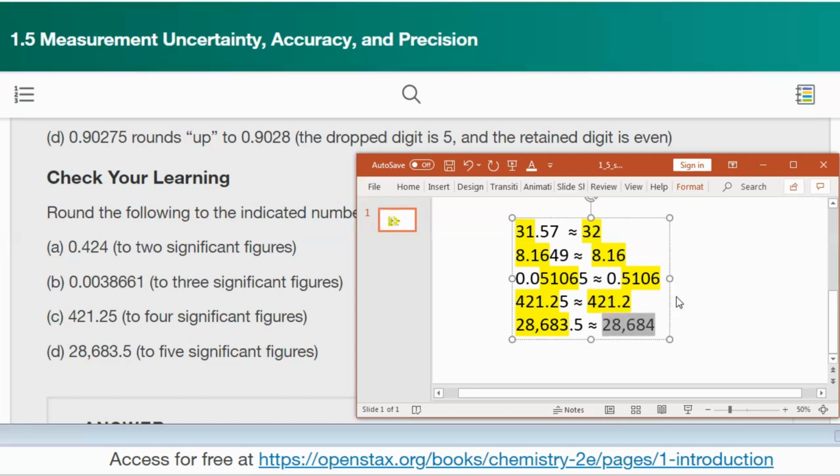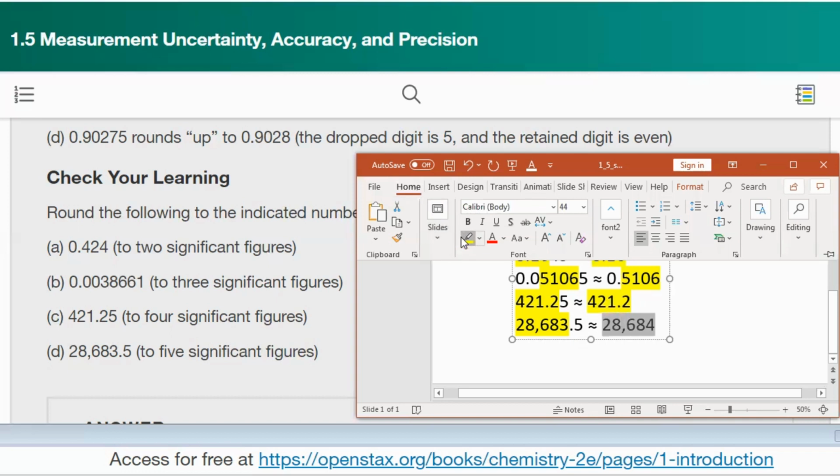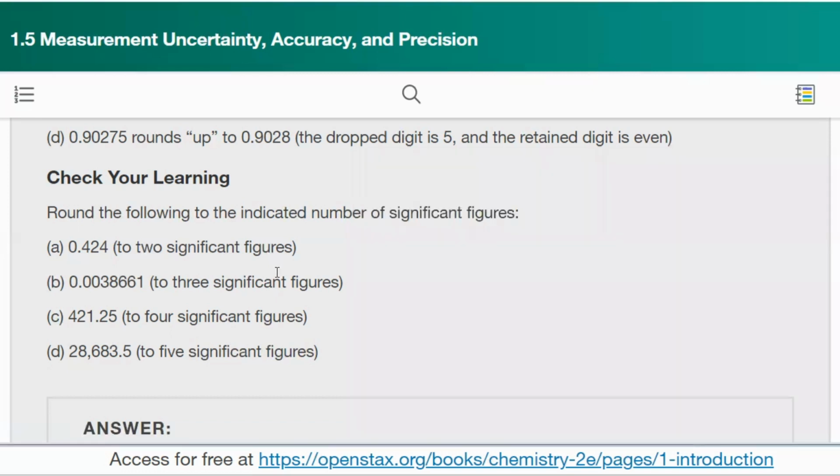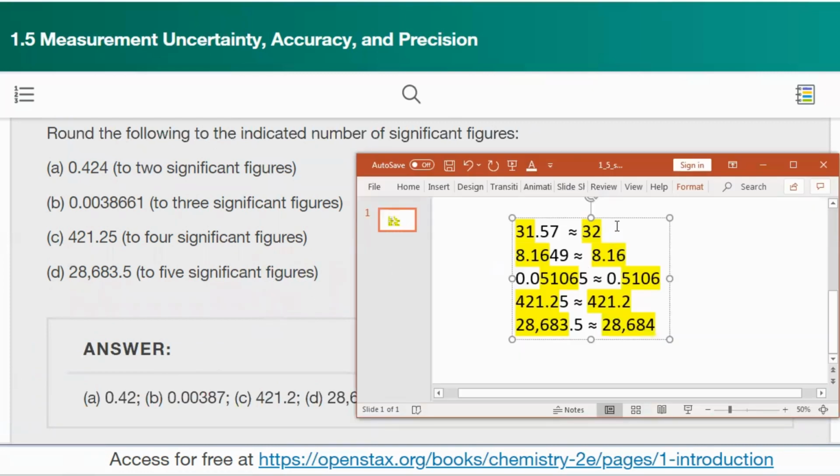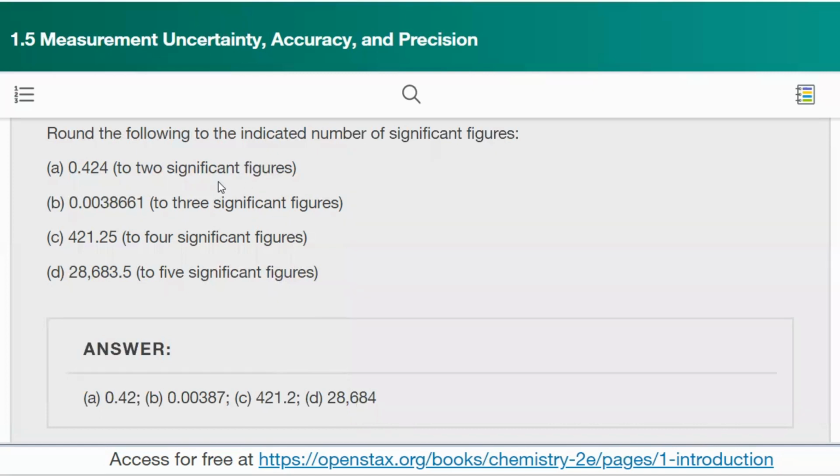So let me verify that that's what I'm supposed to do. So let's verify the answers. A was, whoa, where did I see this? Where did I get 31.57? Apologies.